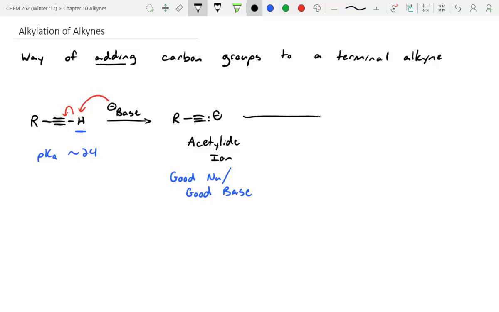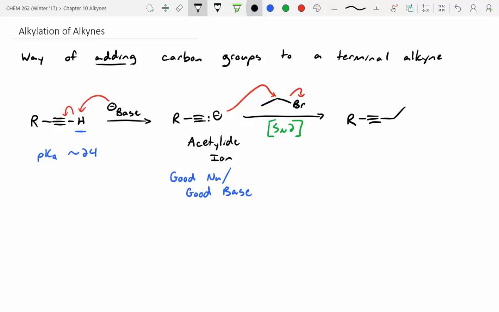So if we do SN2 chemistry, we've got to have some sort of electrophile with a good leaving group, something like a halogen or a tosylate. And this will do a backside attack and kick off our bromine. And by doing this, we've essentially added 2 carbons on to our molecule.